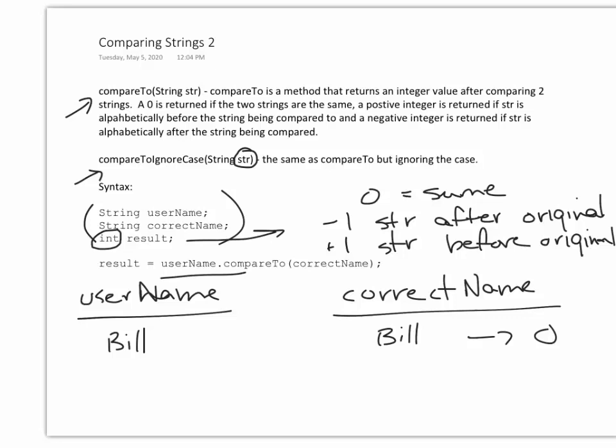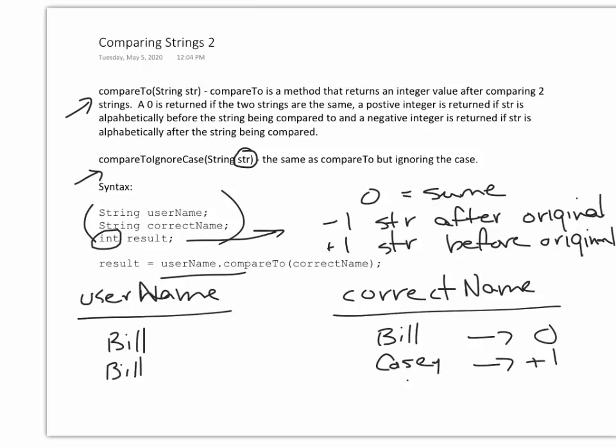If our username is Bill and our correct name is Casey, then this is going to return a positive integer or a +1, because Bill is before Casey.